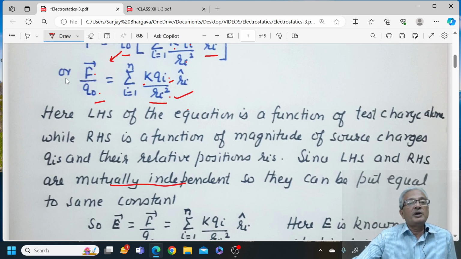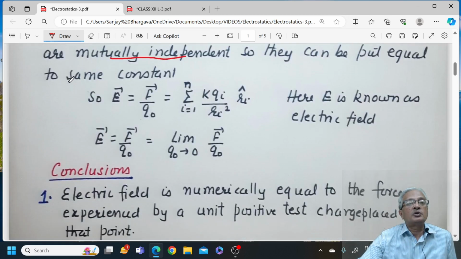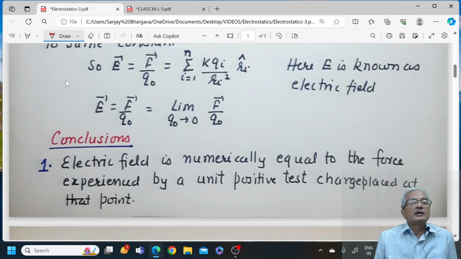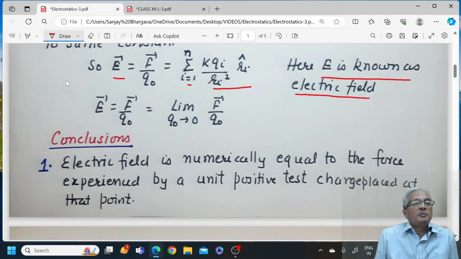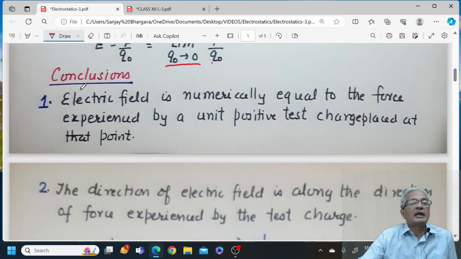If they are mutually independent, then they can be put equal to the same constant. So let E be equal to F upon Q0, which is equal to summation i = 1 to n k qi upon ri square ri cap. Here E is known as the electric field. Now when I pick one part of the equation, E equals F upon Q0, it can be rewritten as limit Q0 tending to 0 of F upon Q0. That's the exact way of defining the electric field.